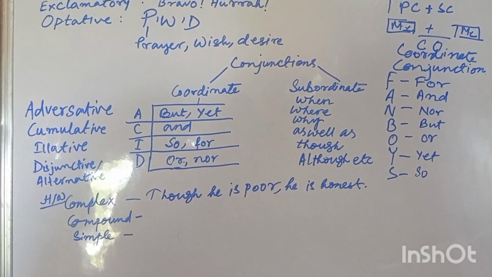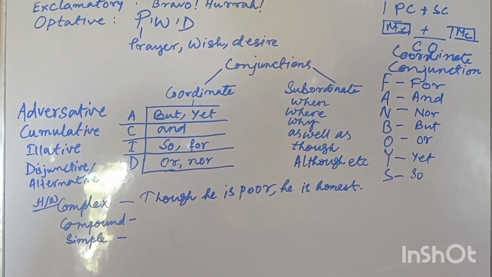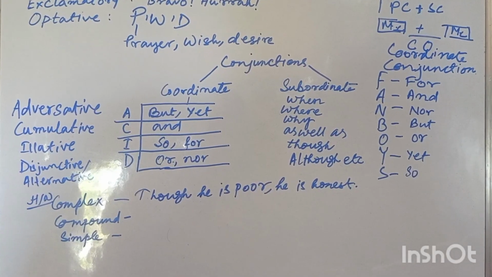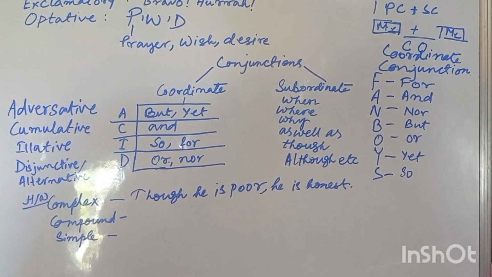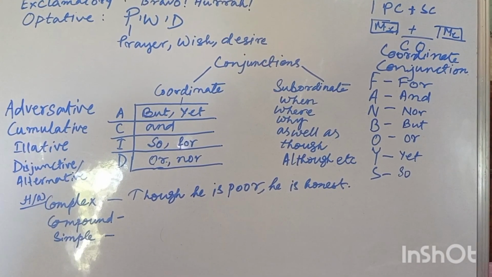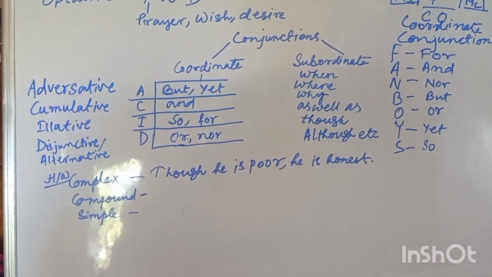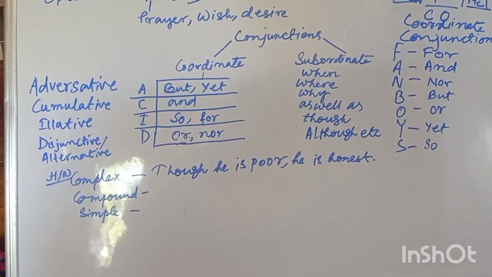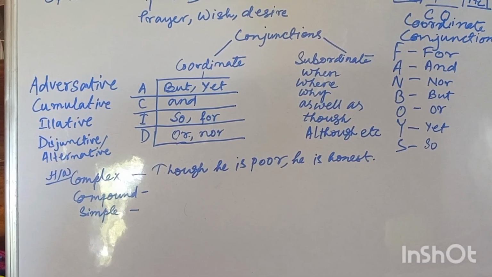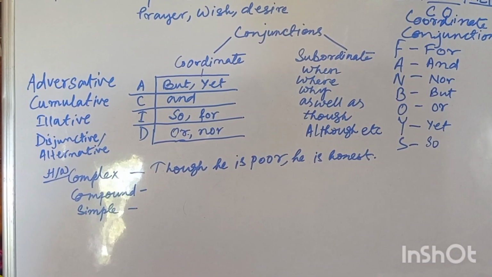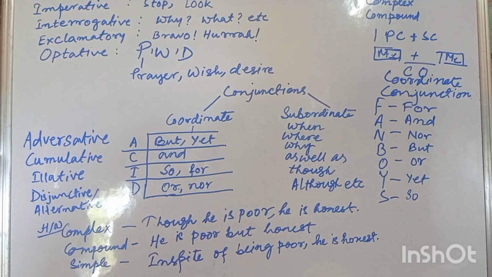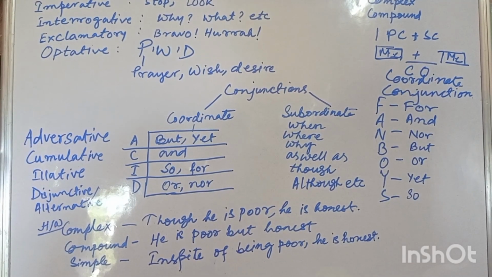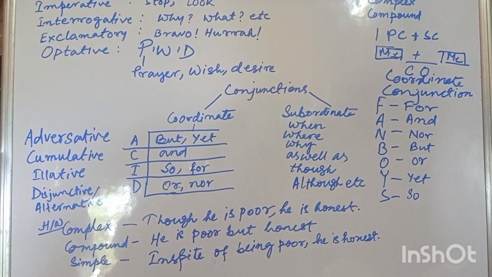You all have a concrete idea of how to transform a complex sentence into a compound and a simple one. So here is a sentence, please try to change it. Though he is poor, he is honest. This is a complex form and you have to change it to simple and to compound. See, I have changed this complex sentence to simple and compound form.